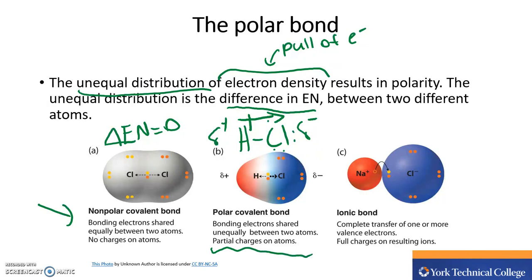And then finally the ionic bond, which is not a sharing of electrons. It's a complete transfer of electrons. So it generates full charges: sodium plus, and then chlorine minus, or chloride. Sodium chloride, just like we talked about before.